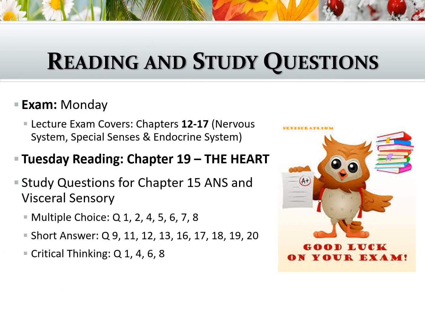All right, so just a reminder, we have our next exam coming up. I know this has been a long unit, so we're covering chapters 12 through 17, which is the nervous system, special senses, and endocrine system. So we'll start into the circulatory system with chapter 19. We're going to actually skip 18 for now and start into the heart next week.